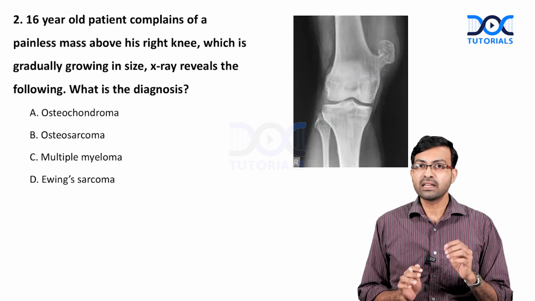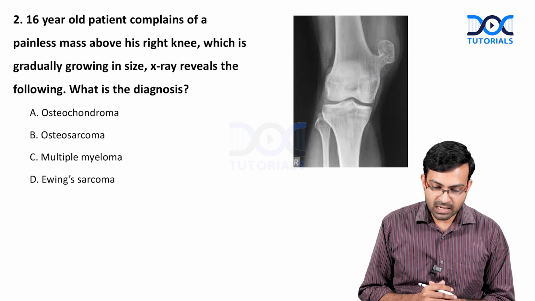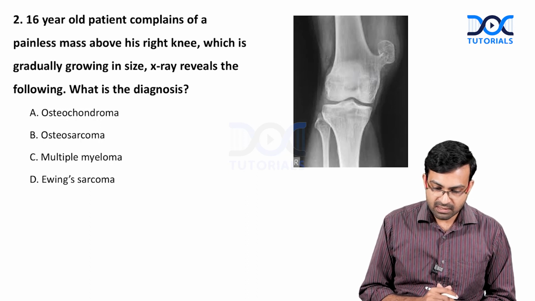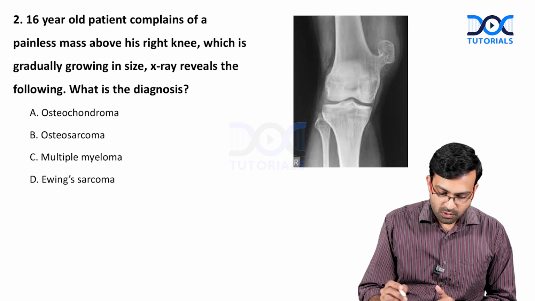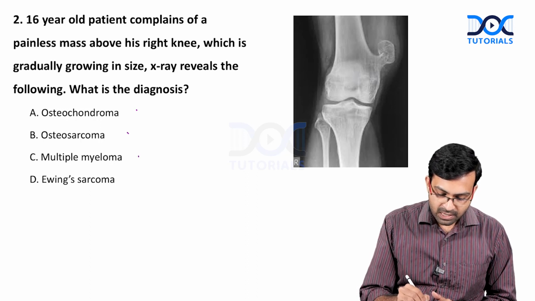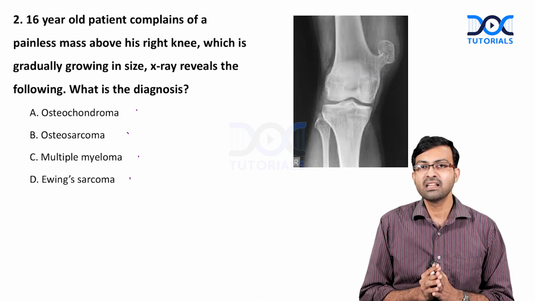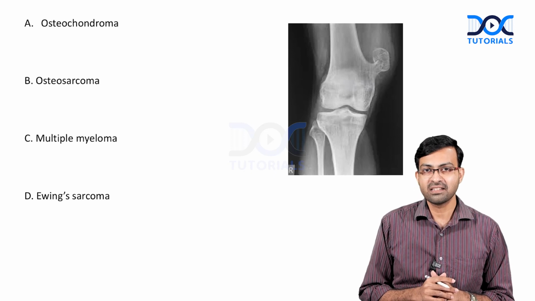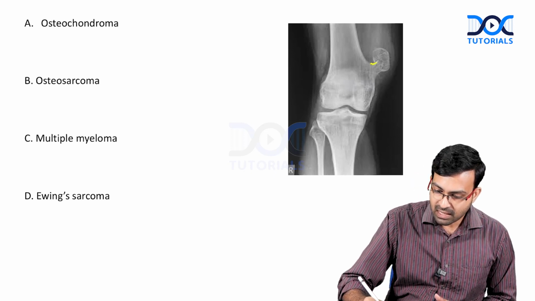Alright, let's look at the second question. A 16-year-old patient complains of painless mass above his right knee, which is gradually growing in size. X-ray reveals the following. What is the diagnosis? Is it osteochondroma, osteosarcoma, multiple myeloma, or Ewing sarcoma? I think this is a straightforward question, and I'm sure that most of you would have got this answer correct, isn't it? So if you look at this X-ray, you can clearly see that this is a pedunculated lesion.